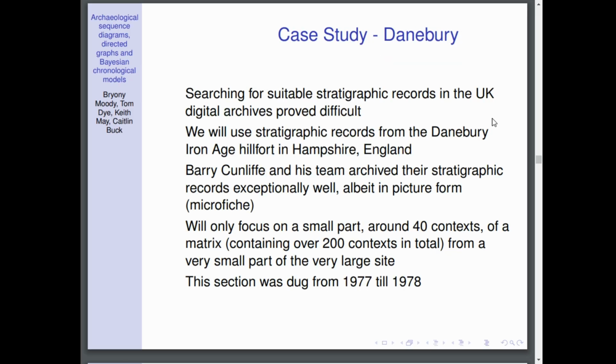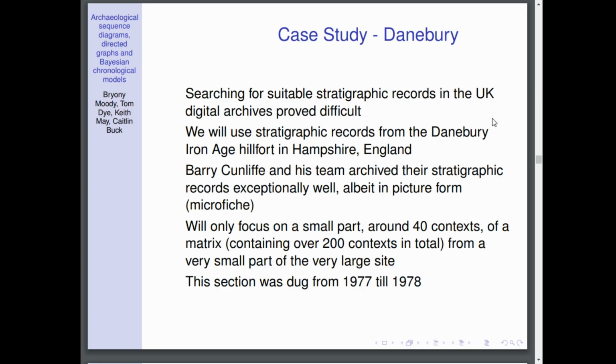So to demonstrate what we're going to talk about today, we needed a case study. Searching for this, as Keith mentioned earlier, proved quite difficult. I searched the UK stratigraphic archives, the UK digital archives. I was searching at ADS in York, the Archaeological Data Service. They very kindly gave me access to a lot of their digital archives, and we still really struggled to find the appropriate data that we needed.